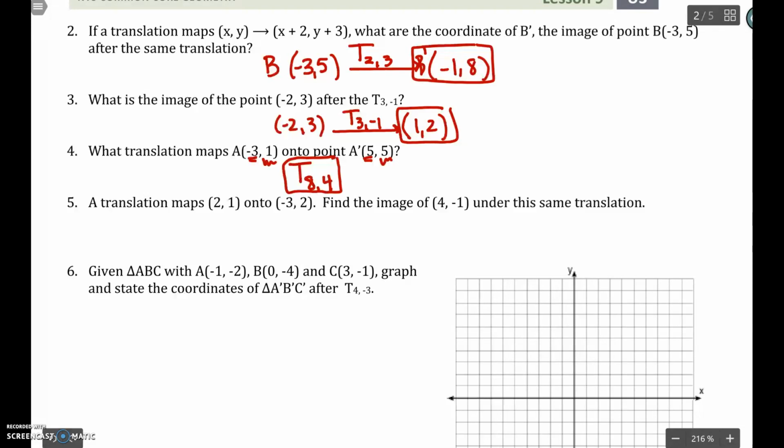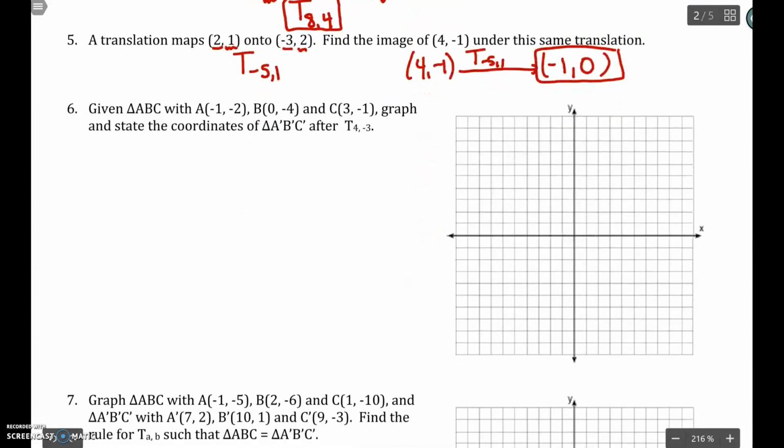Then if we put these two concepts together, a translation maps 2, 1 onto negative 3, 2. We have to figure out what that translation is. So to get from 2 to negative 3, we have to subtract 5. To get from 1 to 2, they have to add 1. Then we're going to find the image of 4, negative 1 under that same translation. So we're going to do negative 5, 1 to this new point. So 4 minus 5 is negative 1. Negative 1 plus 1 is 0. And this is the final image.